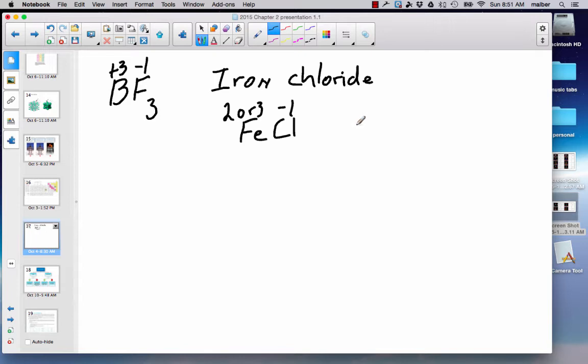Well, obviously that's not a great situation. So what we're going to have is a system that says, depending on which form of iron we use, we're going to indicate that by putting a Roman numeral here. So let's say that we want to write the formula for iron 3 chloride, which we've already said was the common form, so we'll do that.